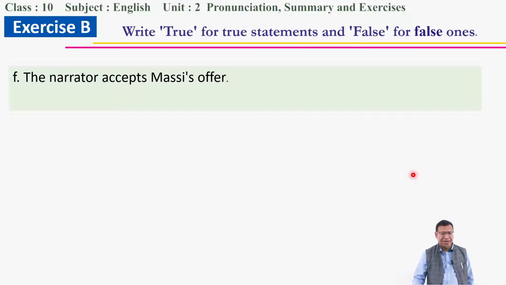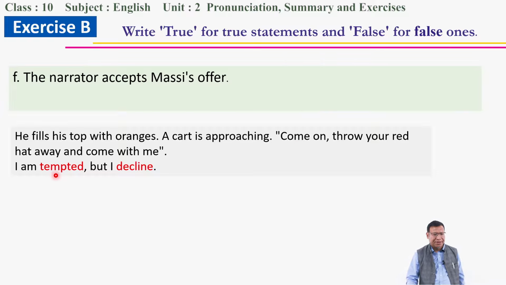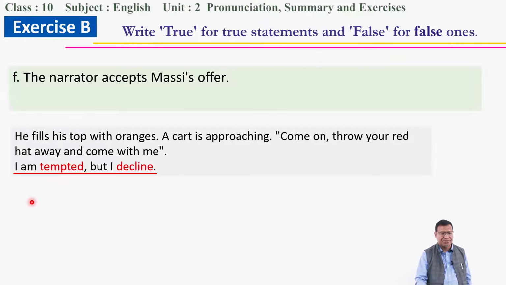And the narrator accepts Messi's offer. Do you agree? Look at the last paragraph. He fills his top with oranges, this is about Messi, and he says, Come on, and calls the narrator. The narrator at last says, I am tempted, but I decline. So the narrator accepts or declines? Look at this word. Accept is the opposite of decline, right? So therefore, obviously, this statement is false.